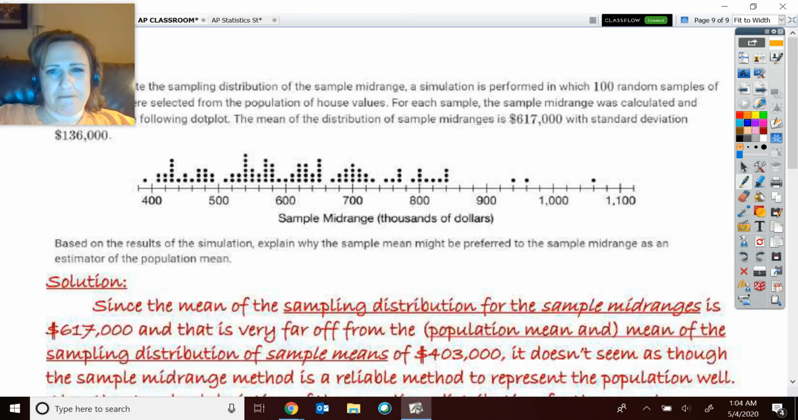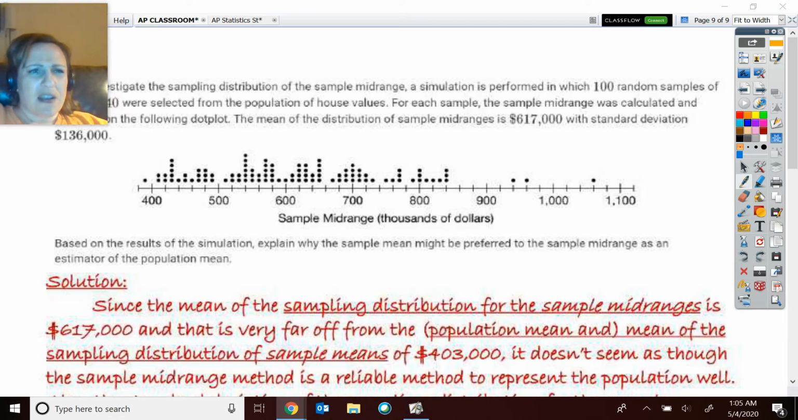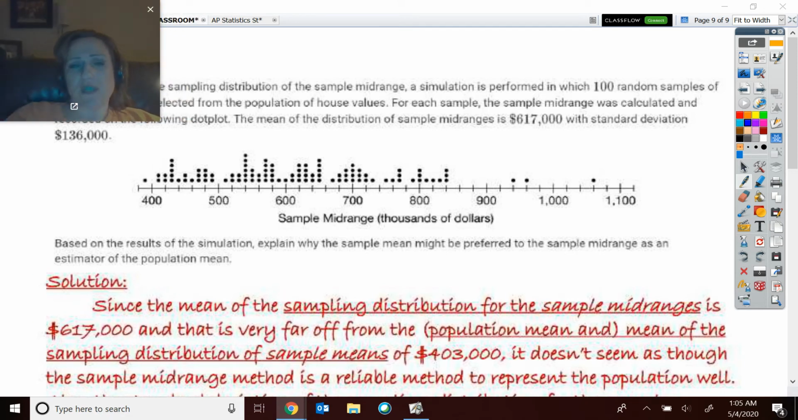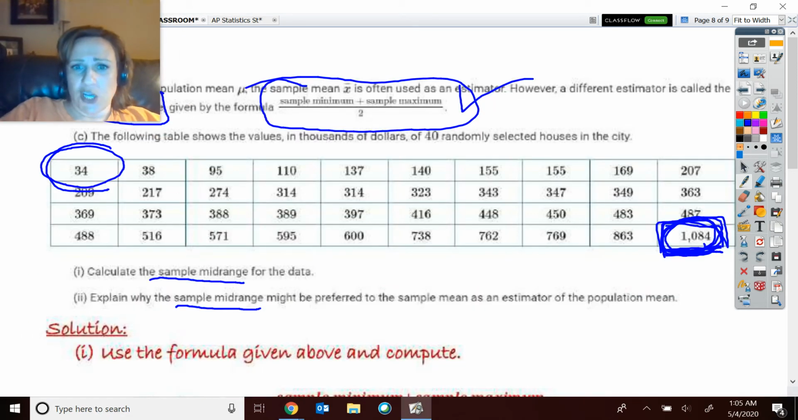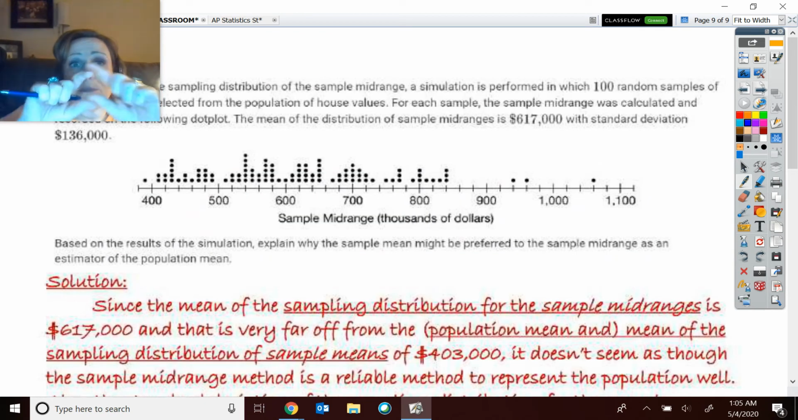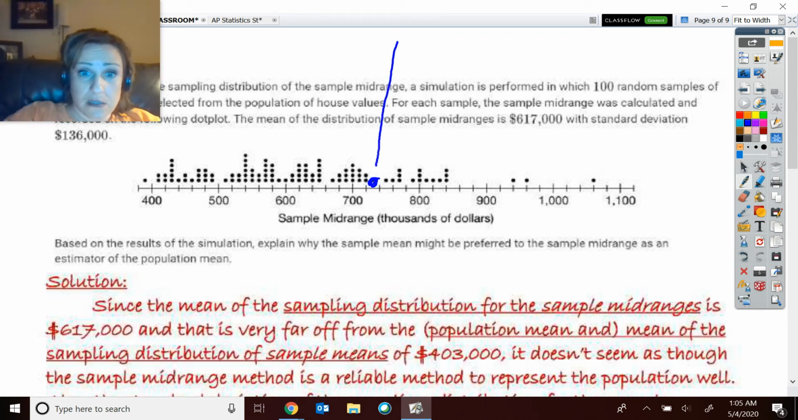Now, here's where it gets interesting. So what they do is they actually run a simulation. They take 100 random samples of houses, sample size 40. So they do that same thing that they did here. They took a sample of 40 houses and then got the mid-range for a sample of 40. So they did a sample of 40, calculated the mid-range, and that's what each one of those dots is. So that right there came from 40 houses and the sample mid-range calculations.